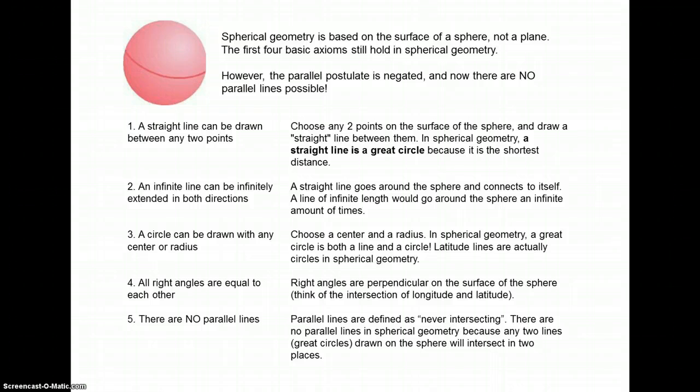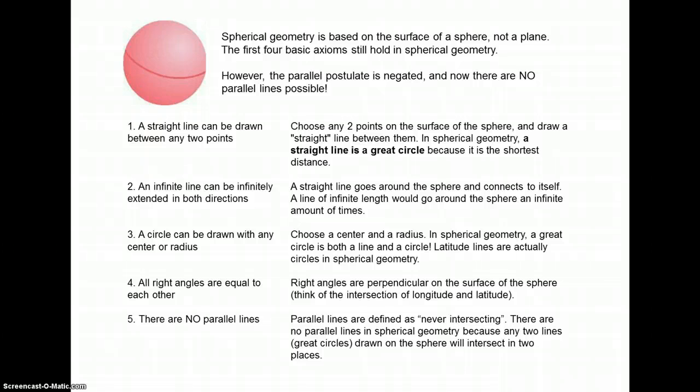Spherical geometry is based on a plane. Four of the axioms hold in this geometry. Only the fifth axiom is different. So let's check it out. A straight line, or a line segment, remember, can be drawn between any two points. Well, pick any two points on the surface of the sphere and draw a straight line between them.